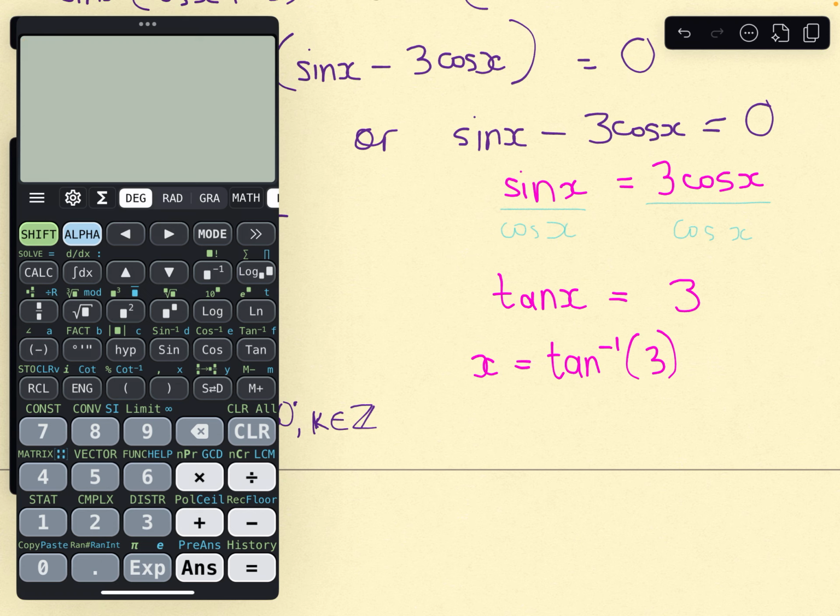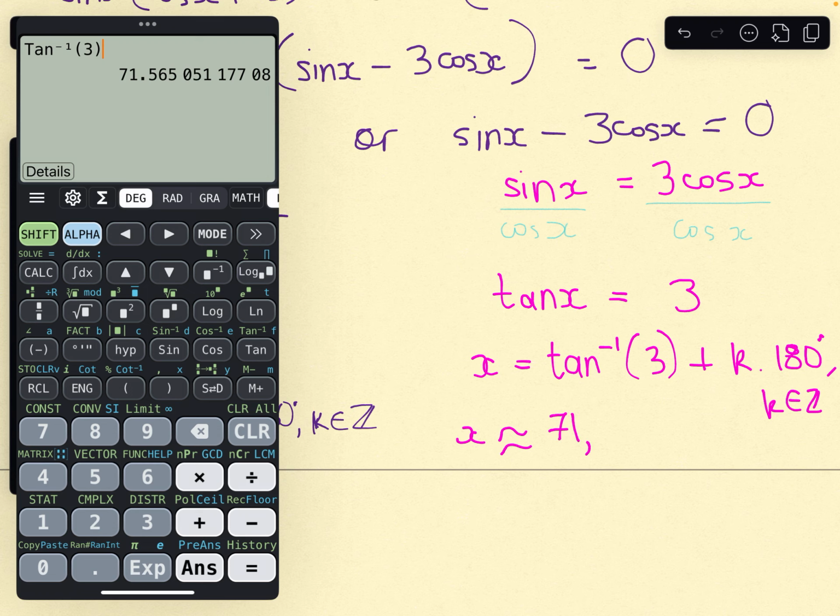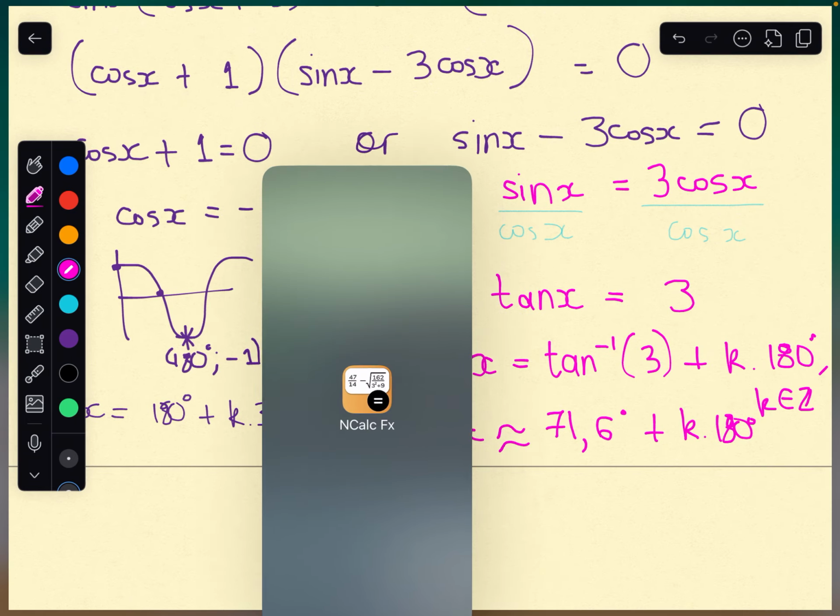So we have inverse of tan of 3 plus however many periods we want, and k is an element of the integers. All right, so if we work out what that is, inverse of tan of 3 is, I think it's one decimal place. Okay. So these would then be our two solutions.